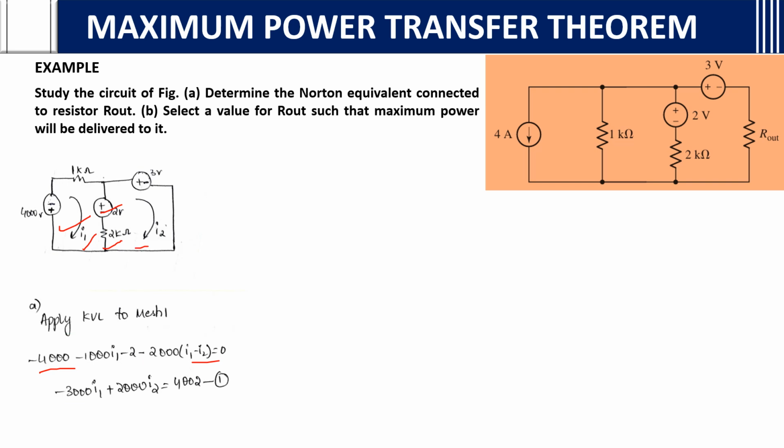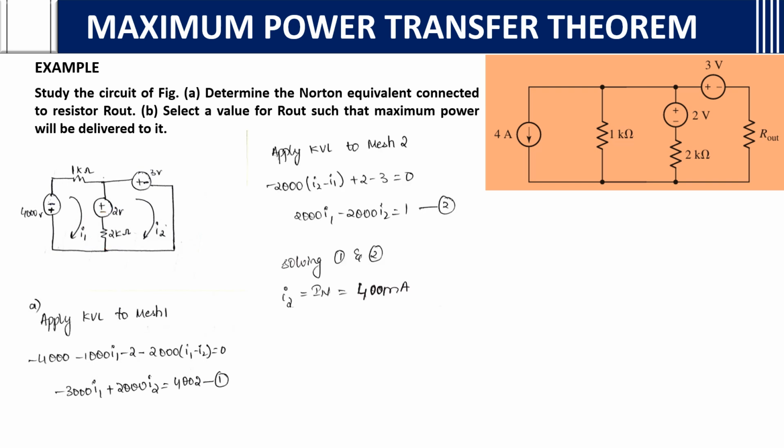Then after that, apply KVL to mesh 2. Applying KVL to mesh 2, you will get minus 2000 into (I2 minus I1) plus 2 minus 3 equals 0. You will get the second equation. Solve using a calculator or Cramer's rule, it's your wish. By calculating, you will get I2 equals IN. That is nothing but the Norton equivalent current at the short circuit itself. So I2 will be the Norton current. I2 equals IN equals 400 milliamperes.